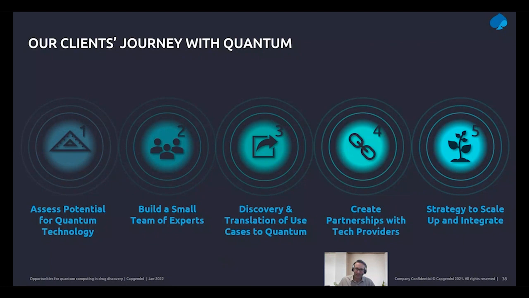journey in Capgemini. And by the time we get to stage 3, we're really talking about getting hands-on with use cases, with algorithms, with trying to explore how they fit into the business processes, translating from business problems to a quantum computer. And from this point onwards, of course, creating partnerships with the tech providers and scaling up. This is also something we are able to do with our wide ecosystem, both in quantum and also much more broadly as an integrator in areas such as cloud computing.